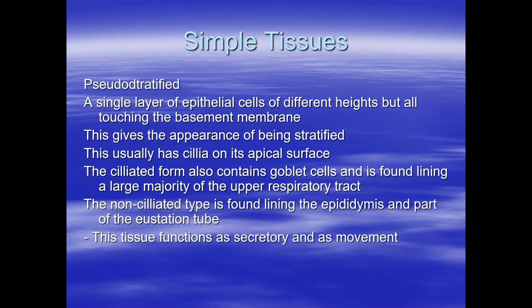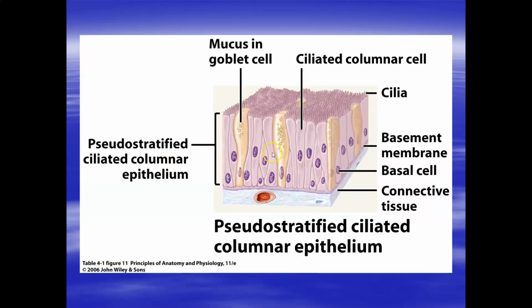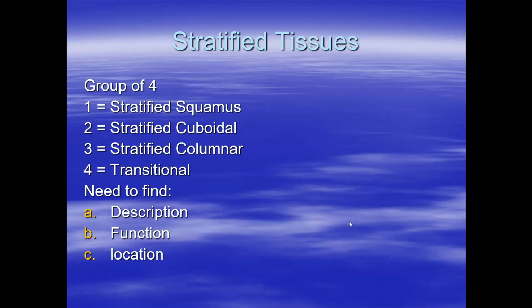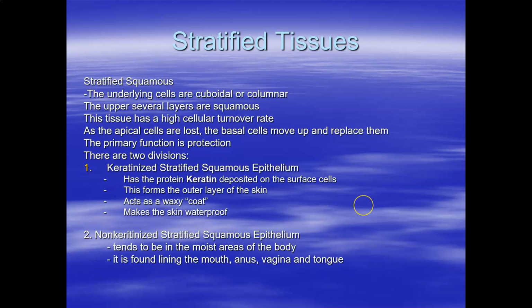The epididymis is an area in the male reproductive tract where sperm, once created, mature. And the eustachian tube is the tube that's found in the inner ear. And of course, because of this, we have secretory functions here through the goblet cells, and the cilia are responsible for movement that moves things along, as we can see the cilia here. So we're going to do exactly the same thing with stratified tissues. There are 4 types: stratified squamous, stratified cuboidal, stratified columnar, and transitional. Same idea. We want to describe it, we want to talk about its function, and we want to know where to find it in the human body.